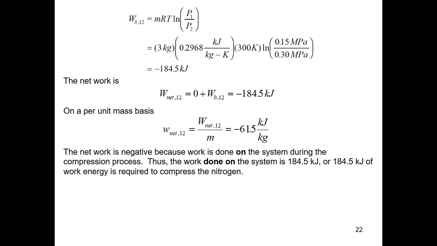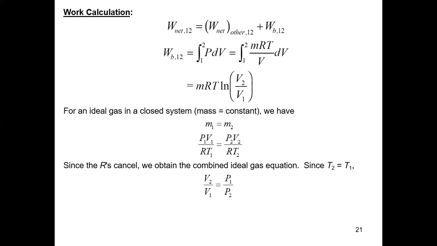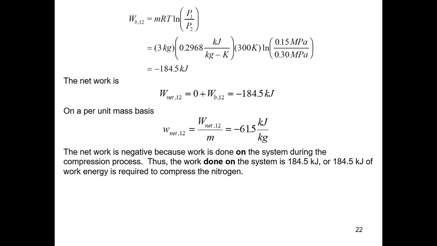So we plug it in. Where do we plug it in? We plug it in the equation. We use the value of R, which is 0.2968 kilojoule per kilogram degree Kelvin, multiplied by the temperature, which is 300 Kelvin, multiplied by the mass of the gas, which is 3 kilogram. And then we take the natural logarithm of the two pressures.